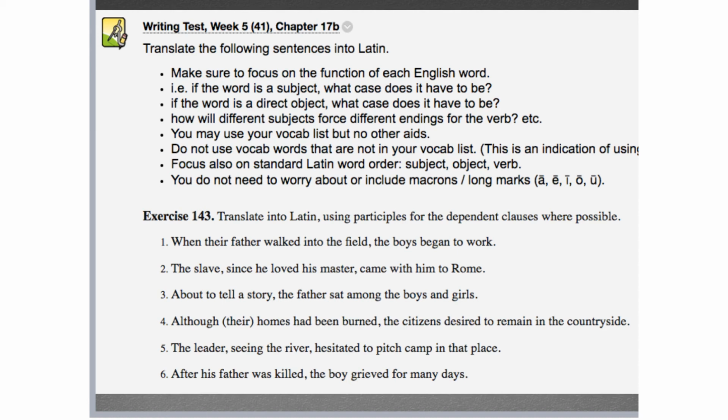So for things like this, all right, when their father walked into the field, do your best to use ablatives absolute. All right, so for instance, for since he loved his master, you could say the master having been loved, domino amato. All right. In number 3, about to tell a story, that's our future active, but you can see that this does agree with father, so it's not an ablative absolute, it's just a participle agreeing with the subject.